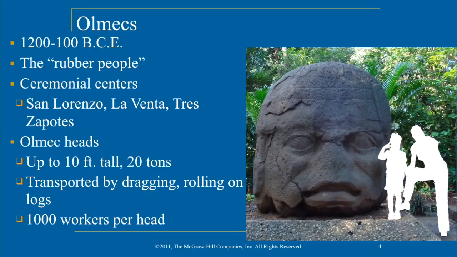And then when they got to the end of those logs, they would have a team that was in charge of moving the back logs to the front and creating more track, as it were, and they would continue dragging these on. It would take about 1,000 workers per head to move them where they needed to go, and this was a very labor-intensive process for the Olmecs.